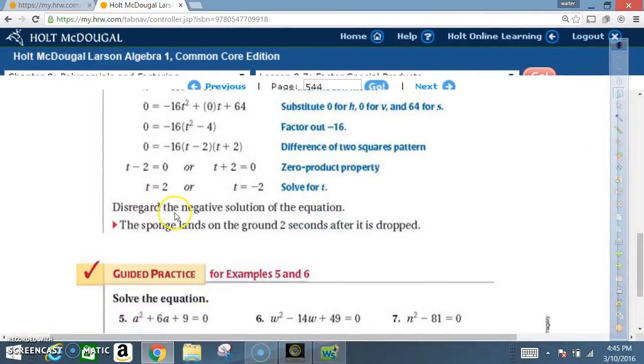Now we're going to disregard the negative solution of the equation. The sponge lands on the ground 2 seconds after it is dropped. Once again, time can't be negative, so we're going to disregard the negative solution of the equation, and the sponge lands on the ground 2 seconds after it was dropped.